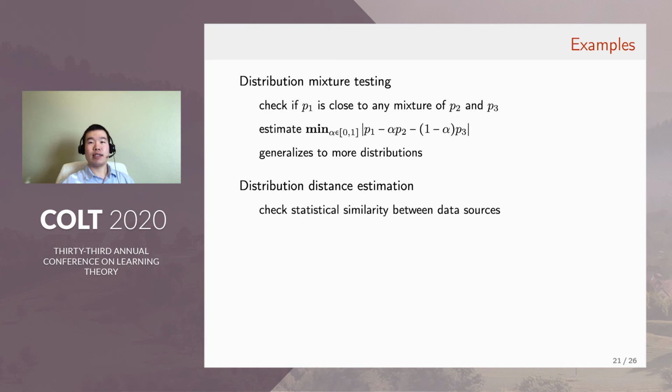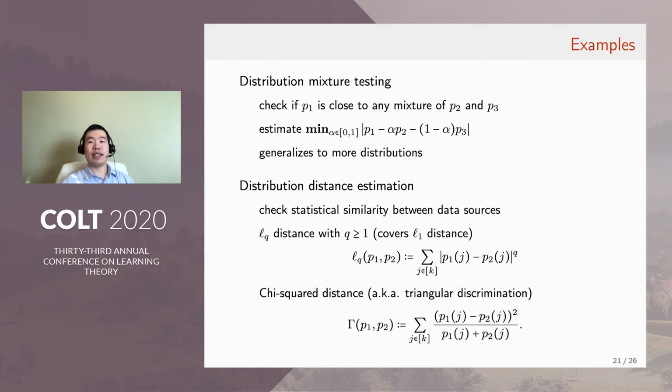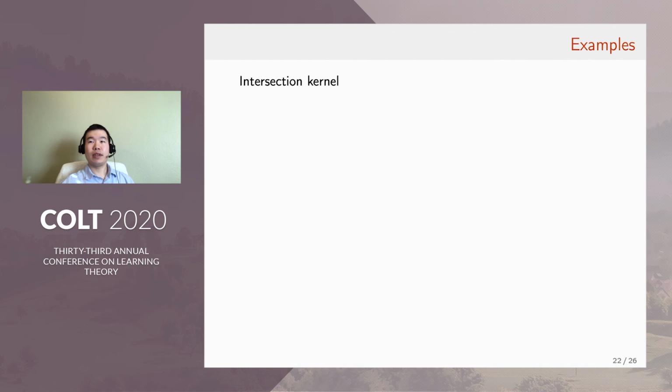The second example is distribution distance estimation. We want to check the statistical similarity between data sources. The literature has covered L1 distance. Here we also cover Lq distance with q greater than or equal to 1. In addition, we cover the chi-square distance, which is also known in the literature as the triangular discrimination. Here is its formula.